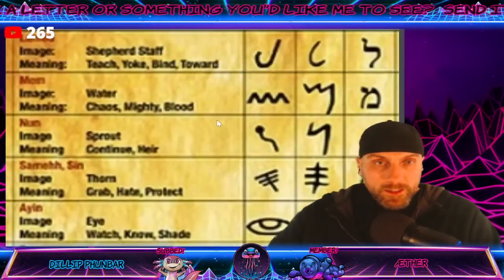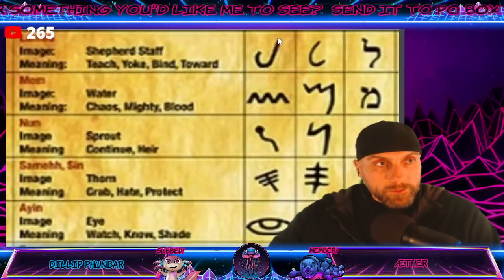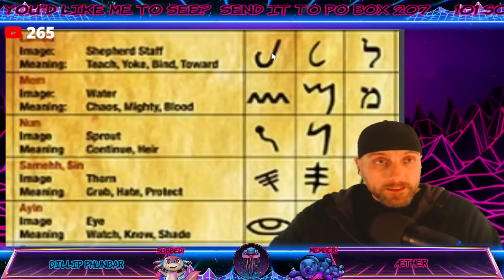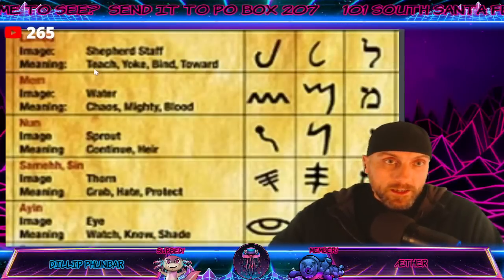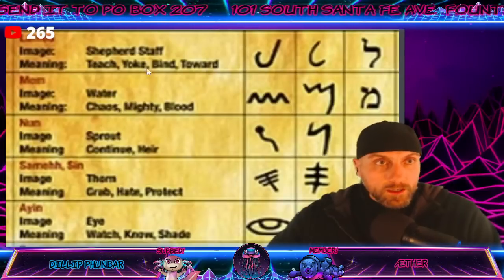All right, M, here it is up top. Oh, there's Lamed right there. It looks like a fish hook, but it's not. This is upside down. See, it says shepherd's staff, teach, a yoke, etc.